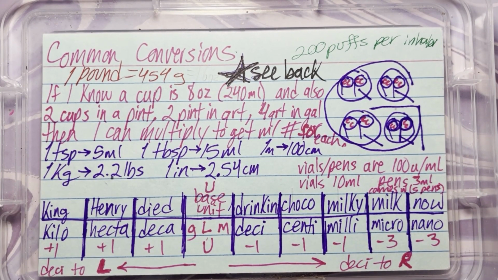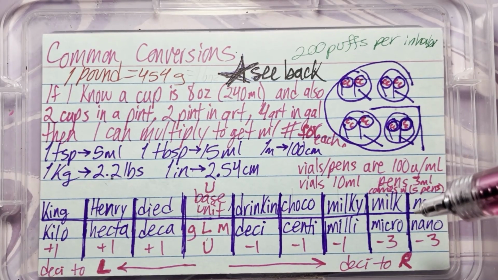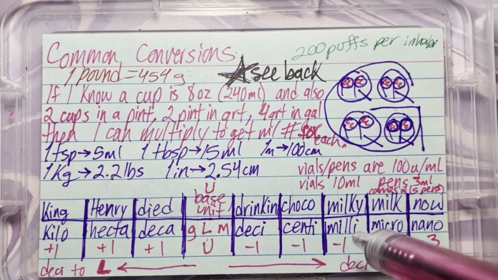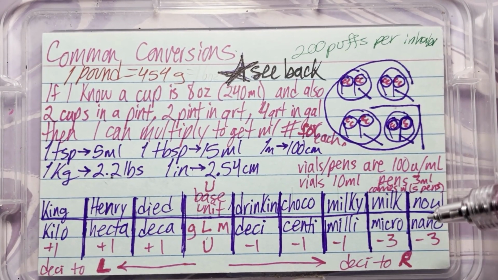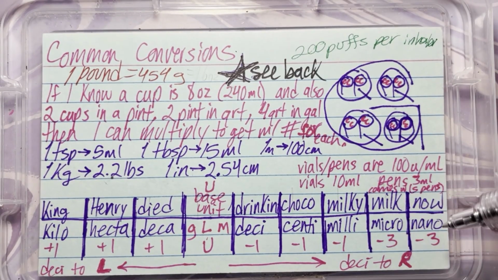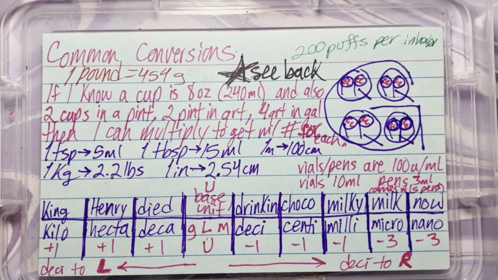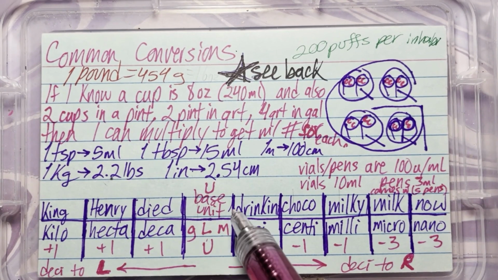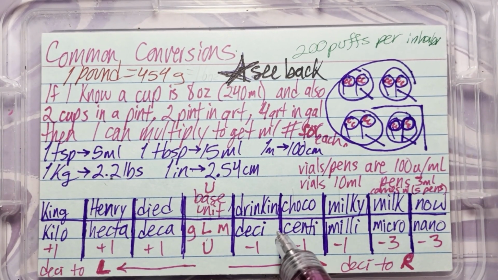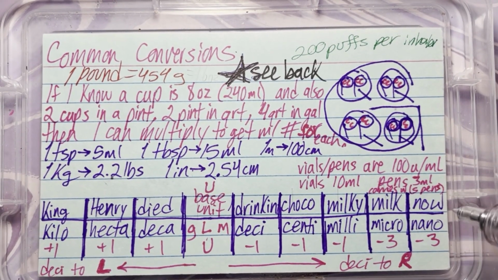So I'm sure you guys have heard of this before. It's called King Henry Died Drinking Chocolate Milk Now. Well, it's actually just chocolate milk, but I added these because we also need to know these as pharmacists. So I added milky milk and now for milli and nano. So it sounds super silly, I know, but you gotta know it. So King is kilo, Henry is hecta, died is deca, and then there's this sort of base unit here. Drinking is deci, choco is centi, milky is milli, milk is micro, now is nano.